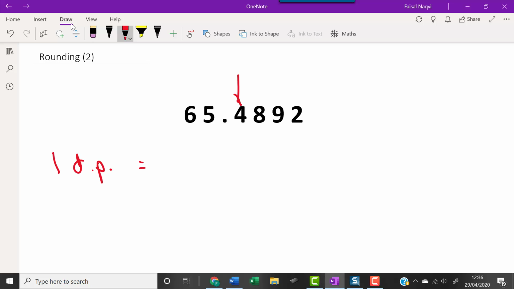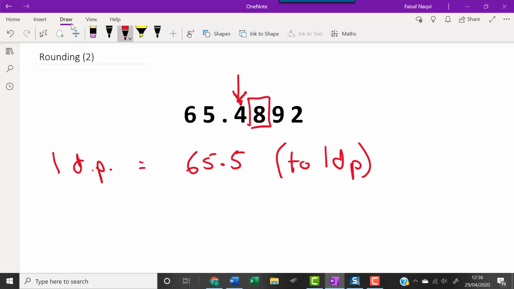The 4 is my first decimal number. The 8 is my deciding number. That tells me what to do to the 4. Because the 8 is 5 or bigger than 5, that tells me to round the 4 up to a 5. So that becomes 65.5. Again, I've got to say what I've rounded it to: 1 decimal place.